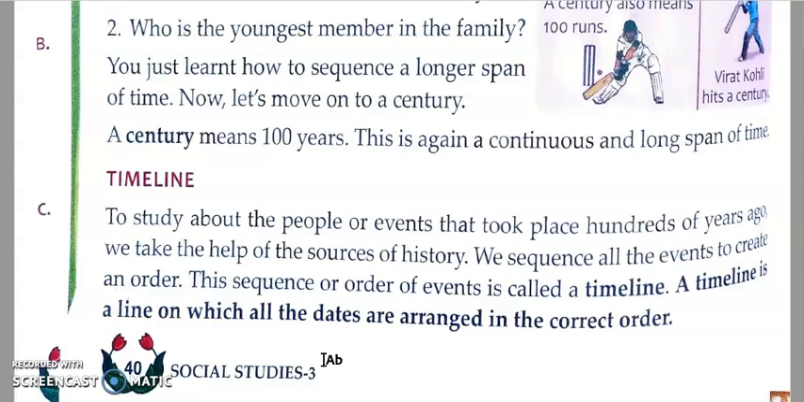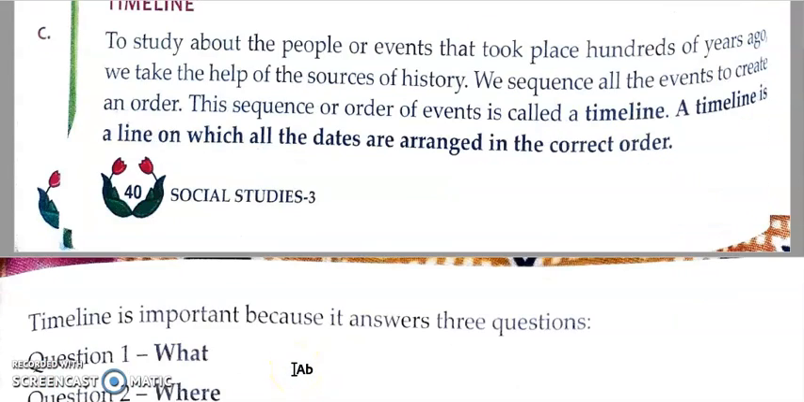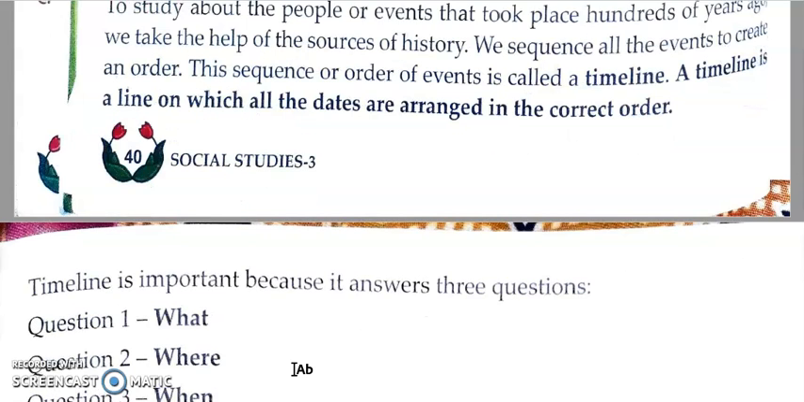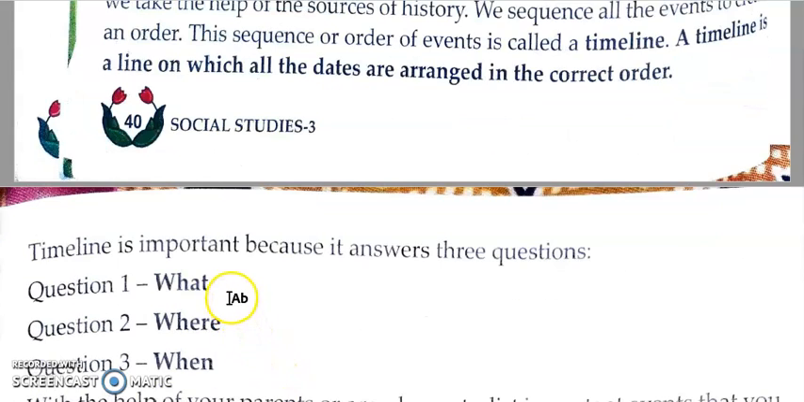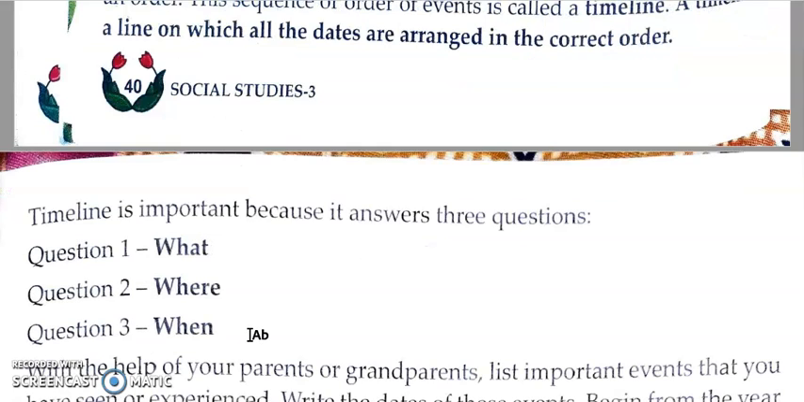Now timeline is important because it answers these questions. Question number 1, what, क्या हुआ था, that we can get from timeline. Question number 2, where, कहाँ पे हुआ था, that also we can find the answer for our history. And question number 3, that is when, कब हुआ था.